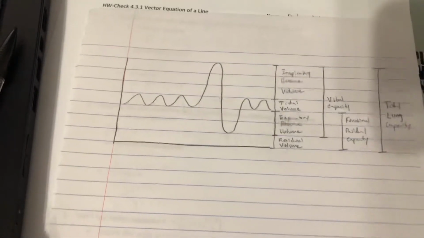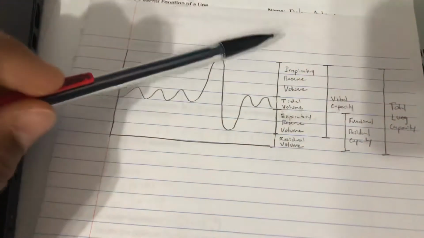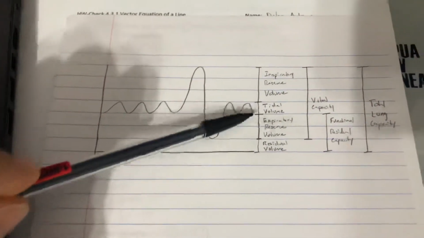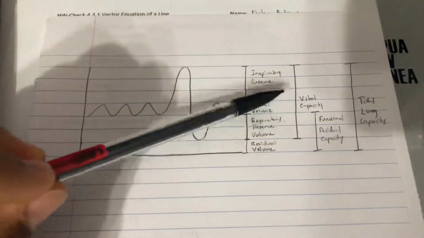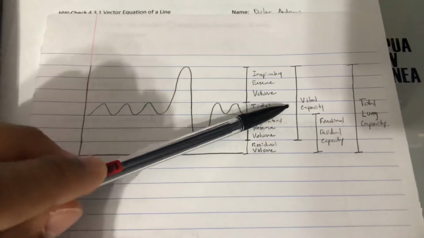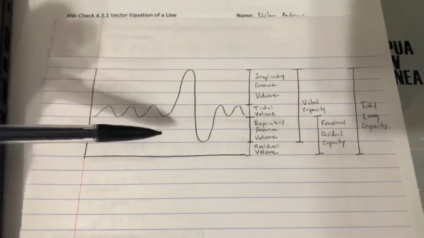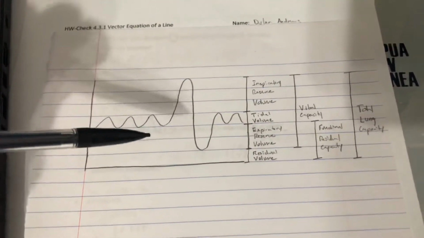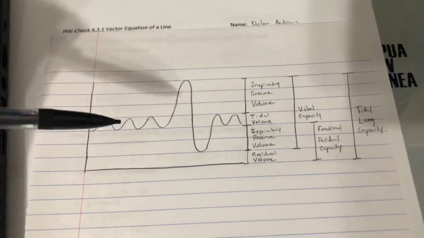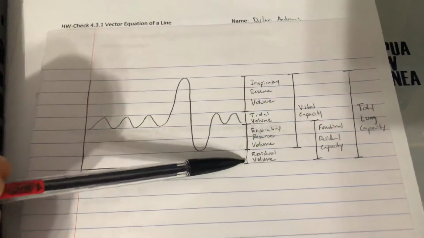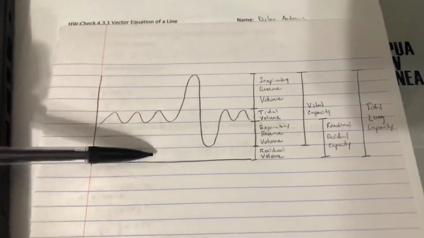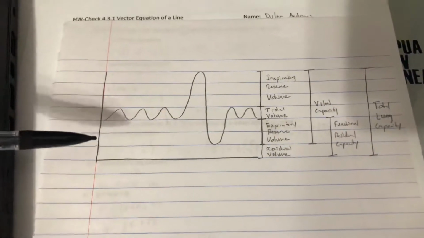The inspiratory, tidal volume and expiratory reserve volume are known as the vital capacity. The amount of air that cannot be expired from the lungs is known as the residual volume, and this typically takes up 15 milliliters per kilogram.